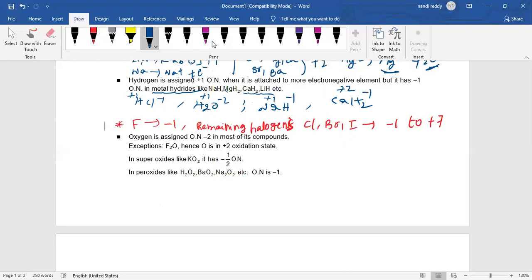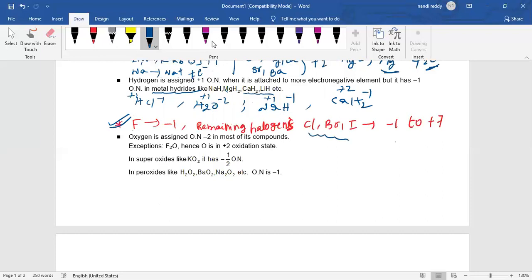Next, halogens, one of the important ones. Fluorine always shows -1. Fluorine is the king of the chemicals. We can say it can take electrons from anyone; no element in the periodic table can take electrons from fluorine. This is the most electronegative atom. And the remaining halogens, chlorine, bromine, iodine, can show -1, +1, +3, +5, +7.